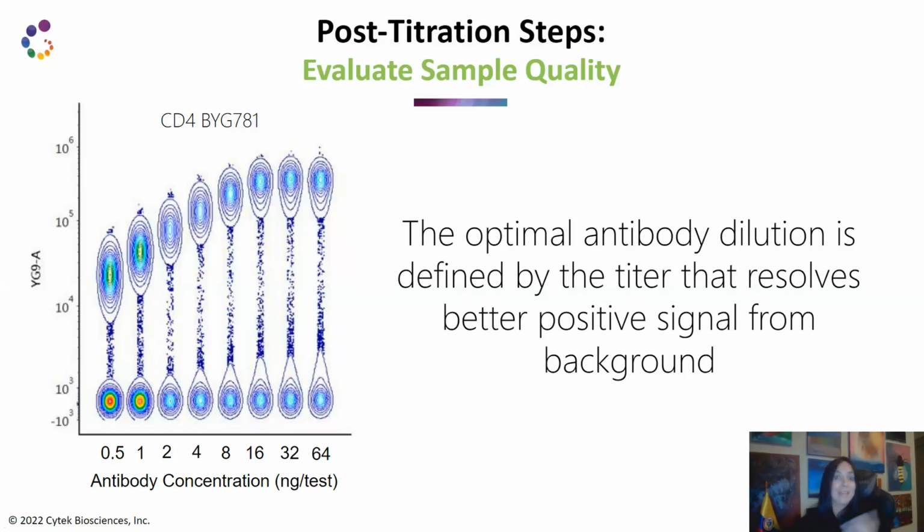What I'm showing you here is that titration of CD4 BYG781. But what we are seeing is different in terms of concentration from the numbers that I was telling you before, 0.5 to 64 nanograms per test. And we will see why that's the case.